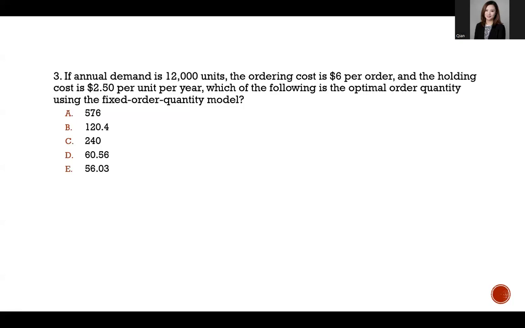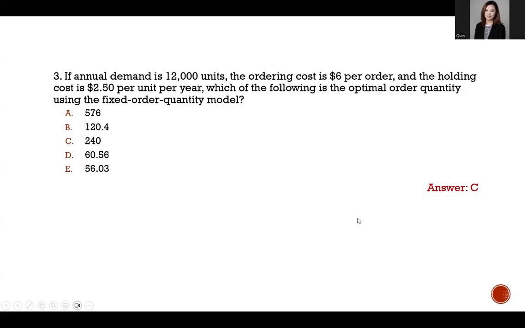And problem 3 actually asks you the EOQ. Based on the formula, the EOQ, the economic order quantity, equals the square root of 2DS divided by H. So we find the correct answer should be option C. And this is all the examples I would like to give you in terms of exam 3. And good luck.